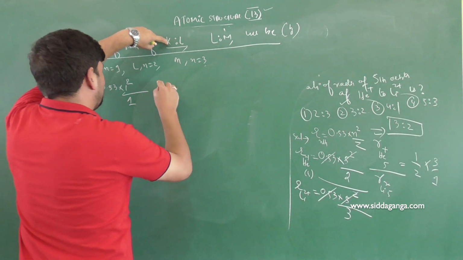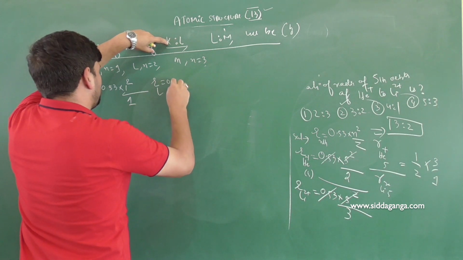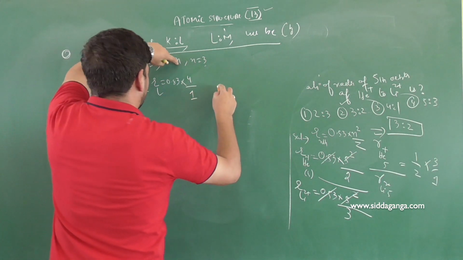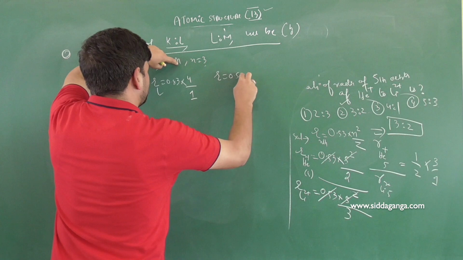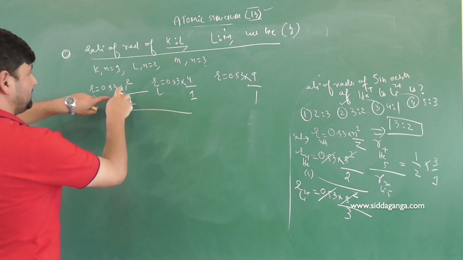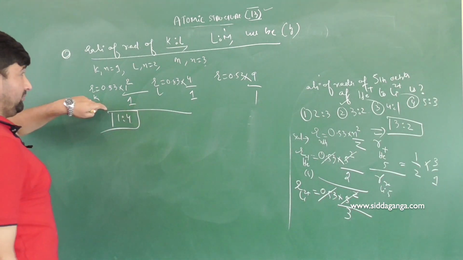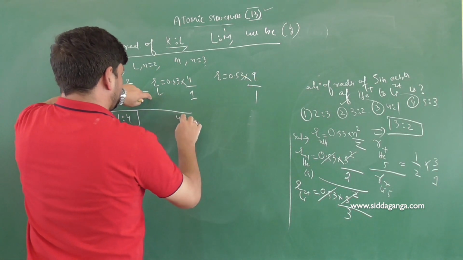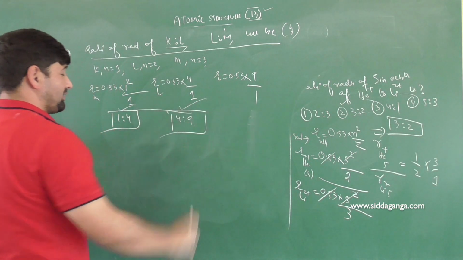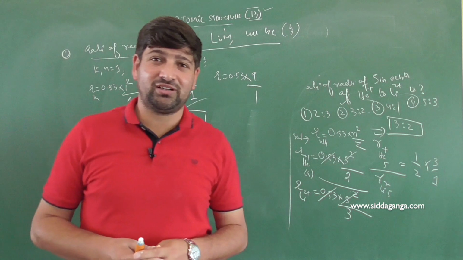Right, for L, what will that be? Radius of L will be 0.53 into, for L what is the n value, 4 divided by 1, and for M it will be 0.53 into 3 square, that is 9 divided by 1. So the ratio of K is to L, when you find the ratio of the two, will be 1 is to 4. And if you want to find out L for M, it will be 4 is to 9. 4 by 9. Am I clear? It is 1 is to 4. Can you do it now? Did you understand the concept clearly, children?